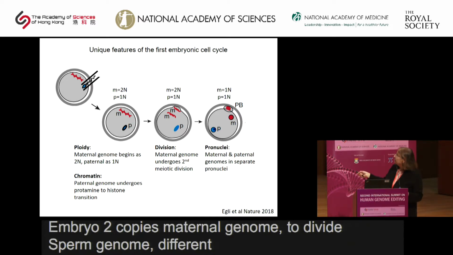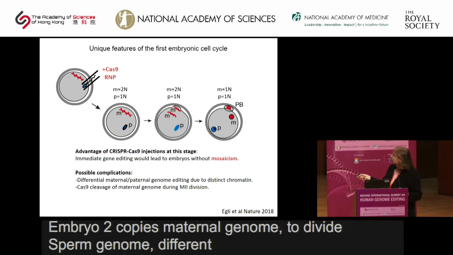And then soon after, there's the division of the maternal genome, so this second meiotic division, while the paternal genome is undergoing this massive chromatin reorganization. And then finally, this very unique stage, as far as I know, where there are two nuclei called pronuclei with the maternal and paternal genomes.